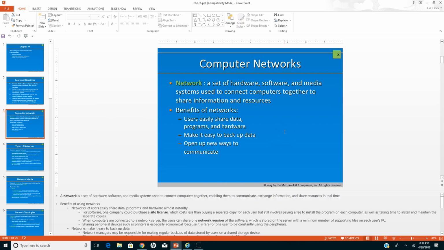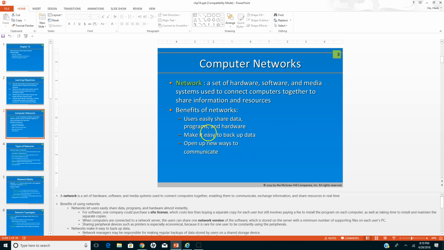Alright, what is networking? Let's go to slide number 3. A network is a set of hardware, software, and media systems used to connect computers together to share information and resources. What are some of the benefits of a network?